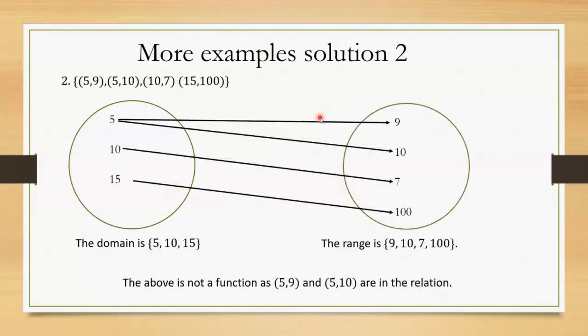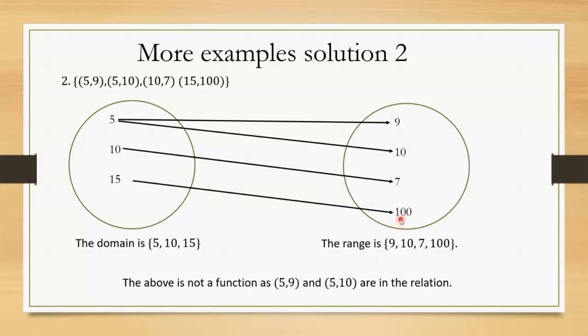Here's the next one. So here we have the correspondence diagram. 5 goes to 9. 5 also goes to 10. 10 goes to 7. 15 goes to 100. So now this relation is assigning it like so. You have 2 arrows coming out of 5. So you have 5 going to 9 and 10. 10 is going to 7. 15 is going to 100.